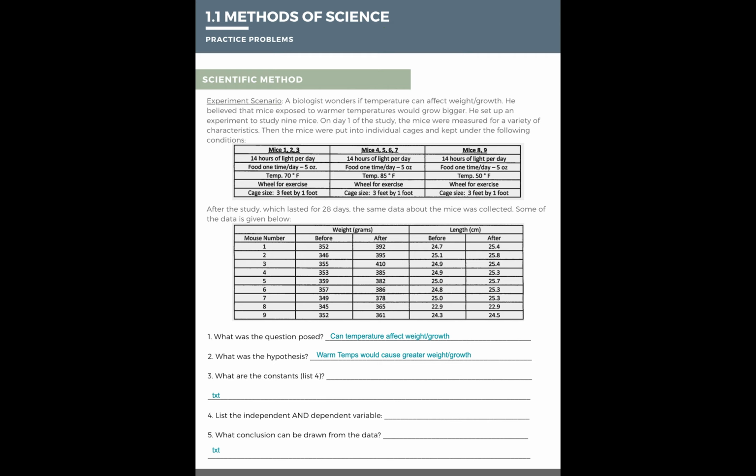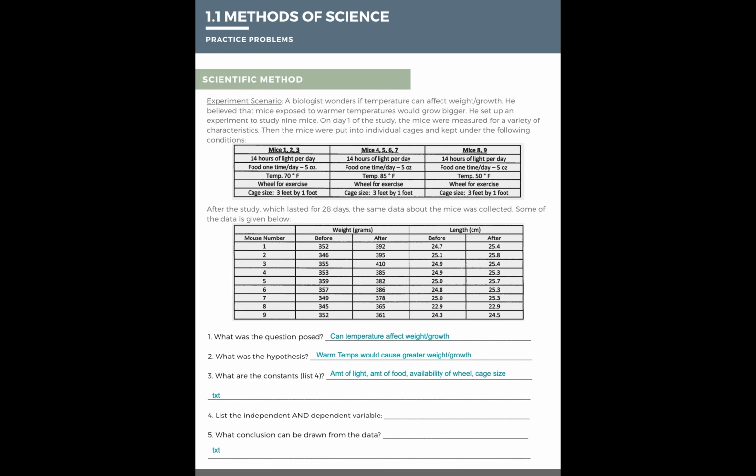Okay, so if we look at constants, remember constants are things that are being held the same for each trial or each experiment. Looking at the box, we can look at what matches between all 9 mice. Things that are kept constant are things like the amount of light, so they're each getting 14 hours of light per day. The amount of food, they're all getting fed once per day, 5 ounces. They also have an exercise wheel, and their cage size is all 3 foot by 1 foot. Okay, so those are all the things that are kept constant.